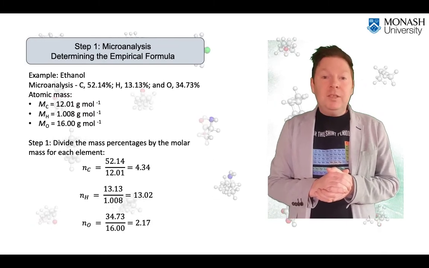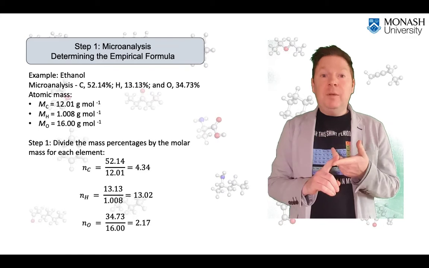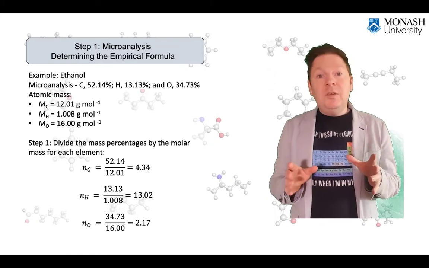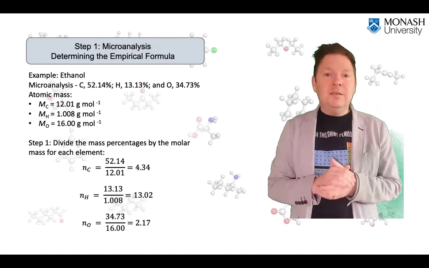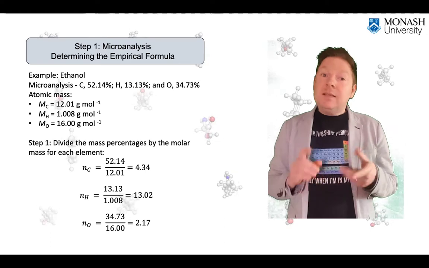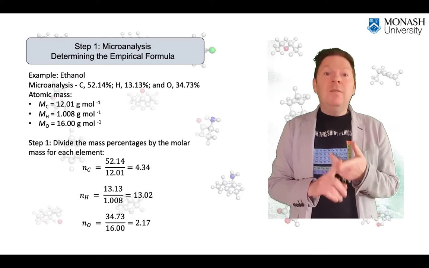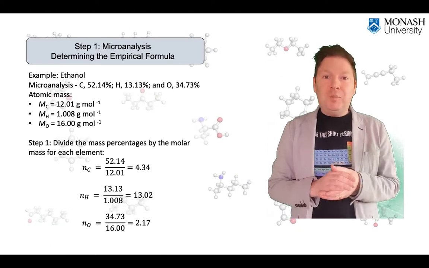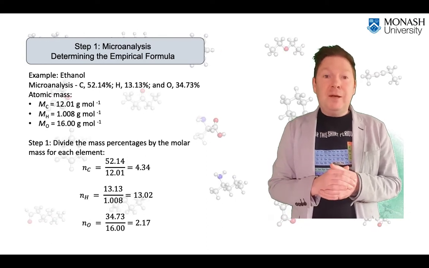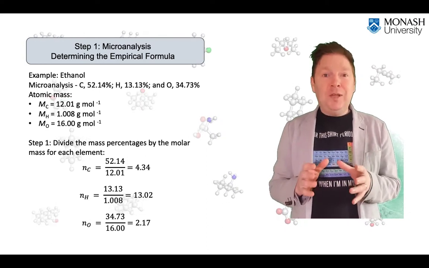We're going to use ethanol as an example here. In this case, you can see the different percentages for carbon, hydrogen, and oxygen. And I've also given you here the atomic masses for these three elements. What we do quite simply is take the percentage composition for each of those elements and divide it by its atomic mass. And you can see for each of these, we'll get a number, usually not a whole number.